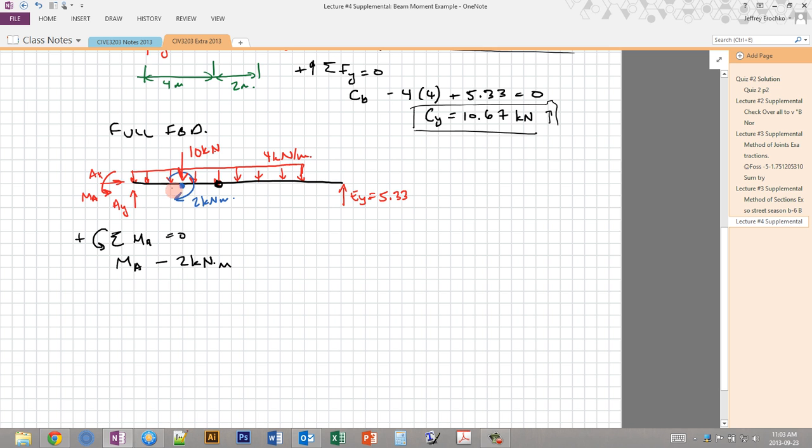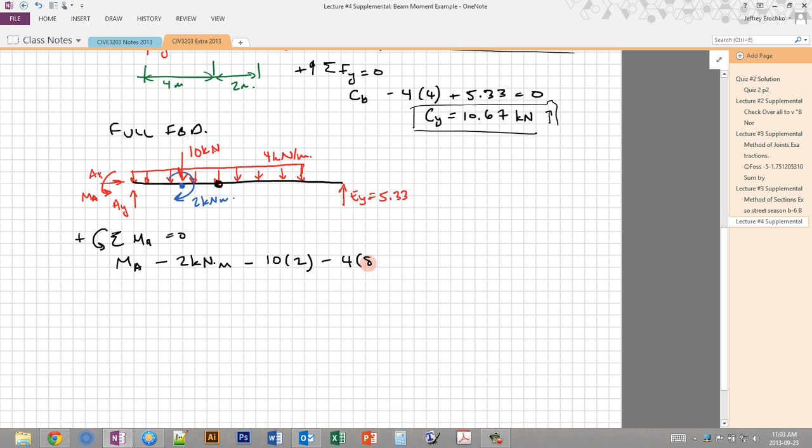Again, you'll recall that it doesn't matter where this point load acts along the beam. It's just added to the moment equilibrium as a constant. So since it's clockwise, it's negative, and we just put 2 kilonewton meters. Then we have negative 10 times 2, that's for this point load, and this is 2 meters between A and the point load location at B.